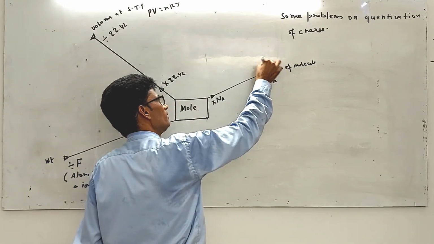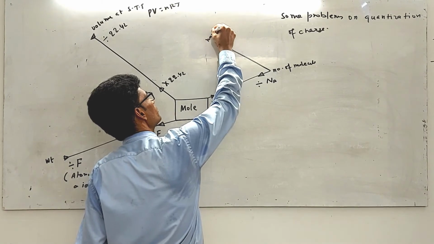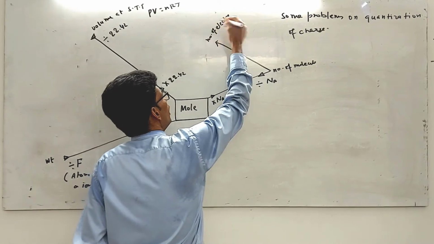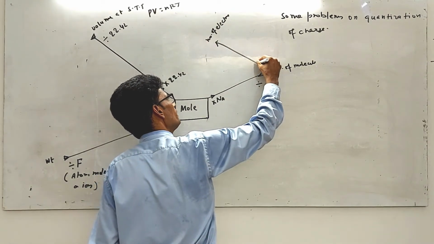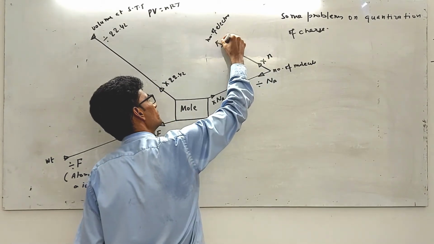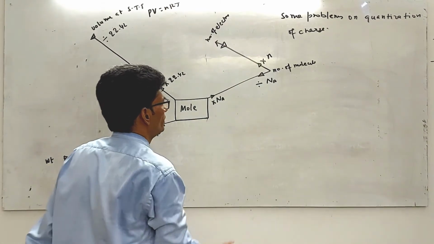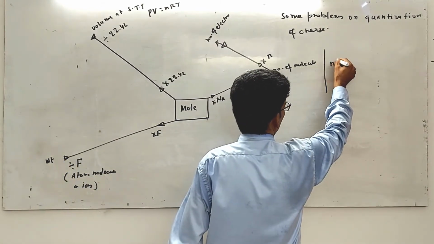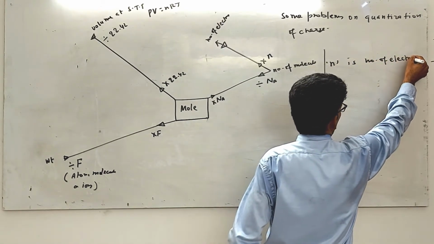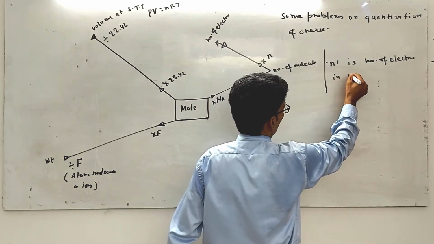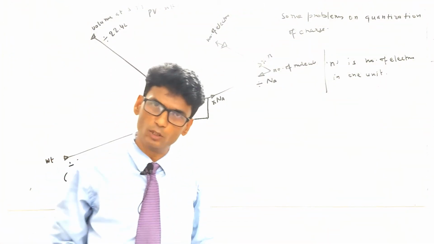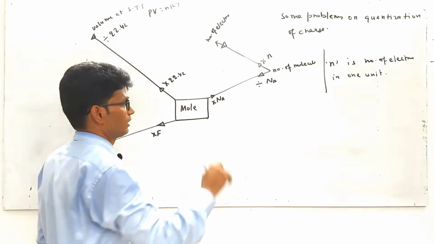So here the number of electrons is our task, quantization. How can we get the number of electrons? From here, going away, we have to multiply with a small n. So what is small n? A small n is the number of electrons in 1 unit. I call it 1 unit because it may be an atom, molecule, or ion. That is why 1 unit.